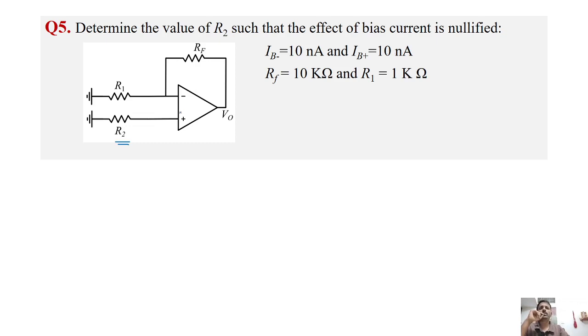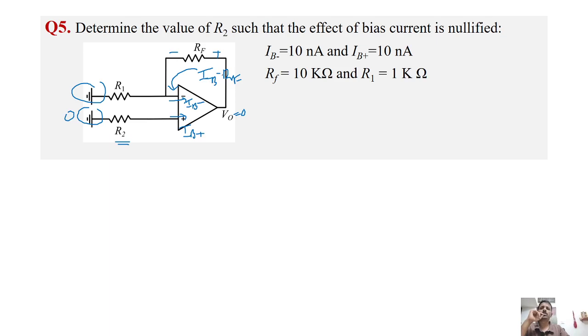So what does nullifying the effect of bias current mean? See, there is no voltage source connected here, right? The input is grounded, so 0, and the output must actually be 0. But since there is a current IB minus through this part and IB plus through this path, there is a current flowing like this. So it will definitely create a voltage, IB minus into RF.